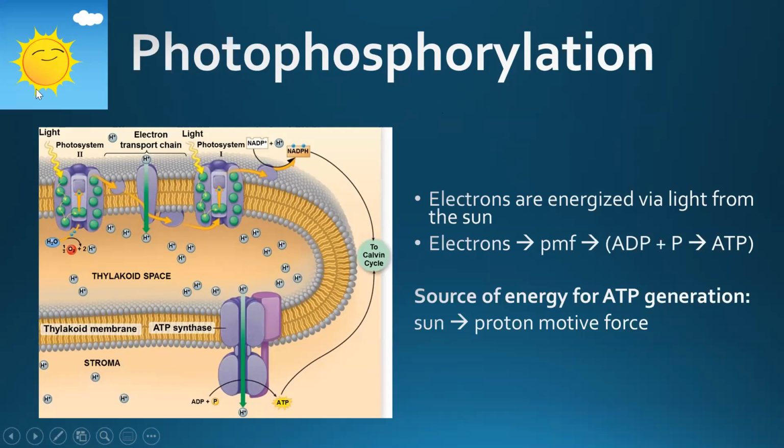Yes. You can see Mr. Sun right here. Okay. So we're going to talk about what all this means, but we just want to go over the definition of photophosphorylation right now. I'm going to talk about photosynthesis again in the next chapter. The electrons are energized via the light from the sun. The electrons will then generate the proton motive force, which will then allow the production of ATP. And that is what photophosphorylation is. Again, we're going to talk about it when we get to chapter 7.